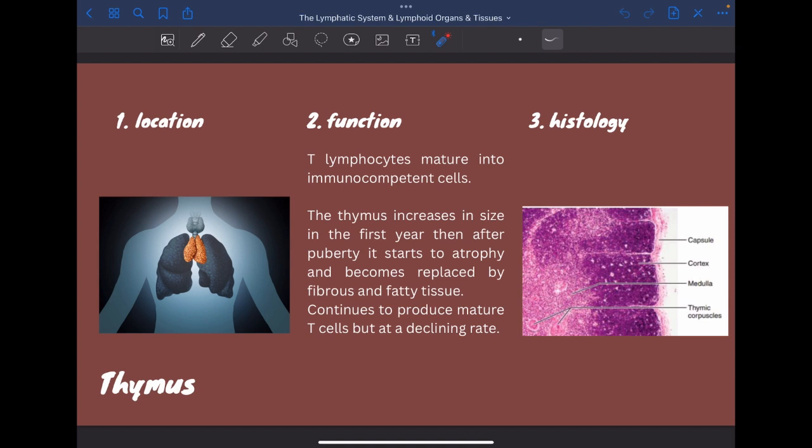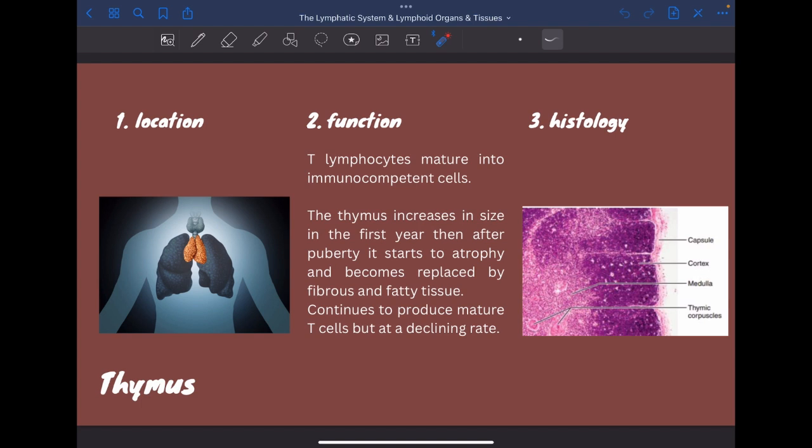So the whole point of the thymus is that I want these T cells to get mature enough to then go to the secondary lymphoid organs and get activated. But the thymus in itself shouldn't encounter pathogens. So it has a blood-thymus barrier.